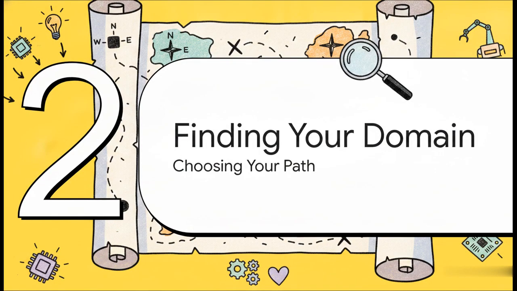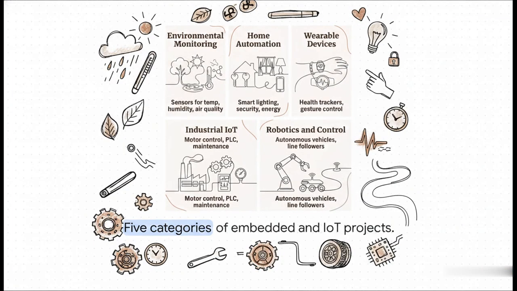Moving right along to section 2, finding your domain. This is all about choosing your path. So looking at the 5 major categories of embedded and IoT projects, it's kind of like a giant buffet. If you're super passionate about climate, there's environmental monitoring. We're using sensors to track temperature, humidity, and air quality. Or maybe you want to upgrade your own living space with home automation, tackling smart lighting, security, stuff like that. If healthcare is your jam, wearable devices like health trackers are absolutely huge right now. Then you've got industrial IoT, which gets into motor control and predictive maintenance, and of course, robotics and control, where you can build autonomous vehicles or line followers. Basically, whatever sparks your curiosity, there's a specific category waiting for your ideas.